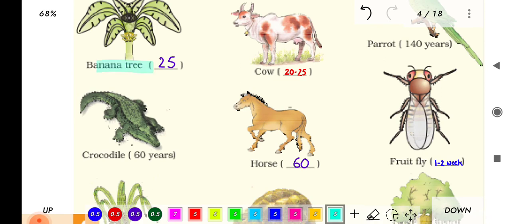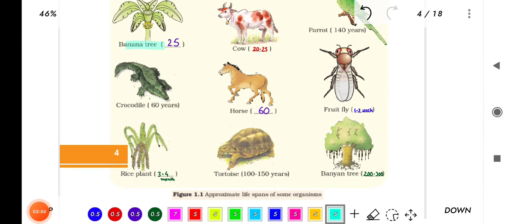Banana tree 25 years, cow 20 to 25 years, parrot 140 years, crocodile 60 years, horse 60 years, fruit fly 1 to 2 weeks, rice plant 3 to 4 months, tortoise 100 to 150 years, banyan tree 200 to 300 years. Now we will see in the next slide about reproduction.